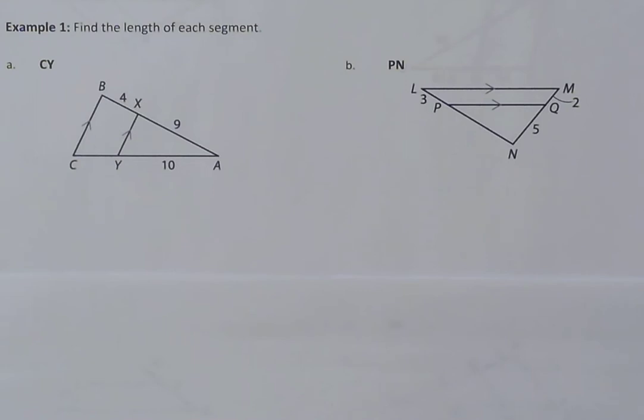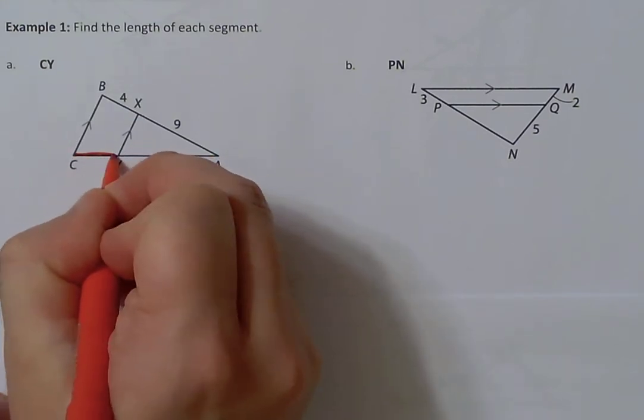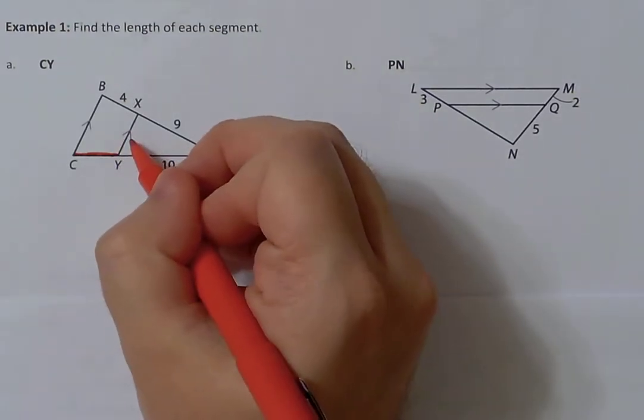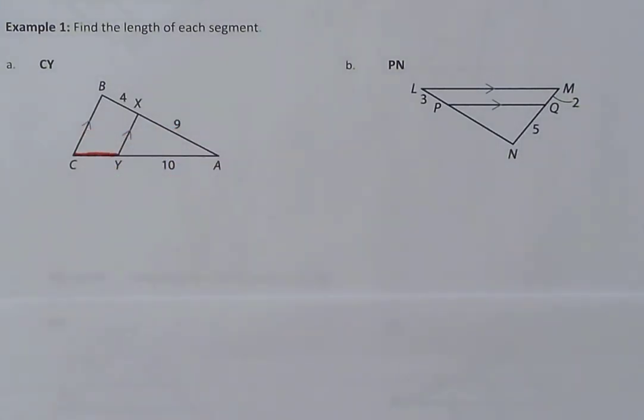Alright, example 1 is going to ask us to find the length of each segment. So if we look at A, they want us to find the length of CY. So that is going to be our goal for this problem. Now, the first thing you need to do is identify that the line cutting through the triangle is parallel to the third side. So we see that XY is parallel to BC using those two arrows. So given that, we can then use the Triangle Proportionality Theorem to figure out what CY equals.